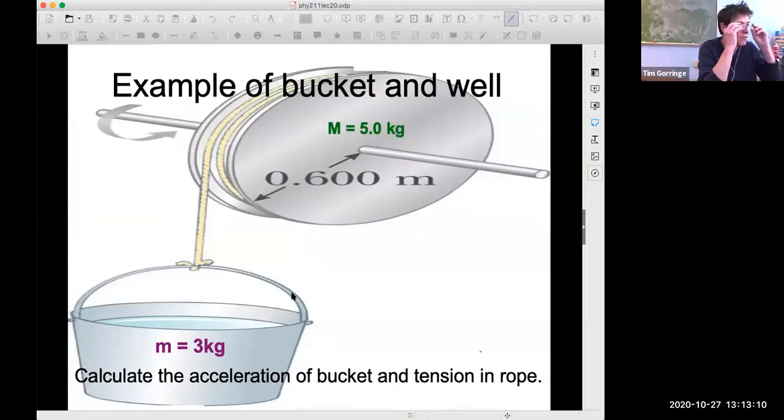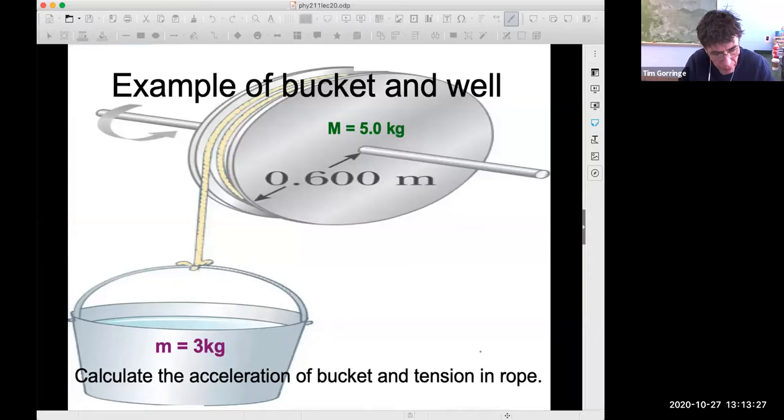Okay, so let me move on to a second example now. The last example was one of rigid body equilibrium. This is one of rigid body non-equilibrium. So we're going to talk about this.